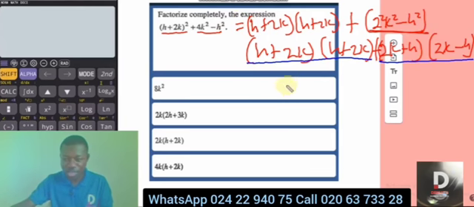What is common? Can you see something? 2k plus h, and I can see 2k plus h here. Can you see it there? These are the same. This and that are the same. You know why? Addition is commutative.